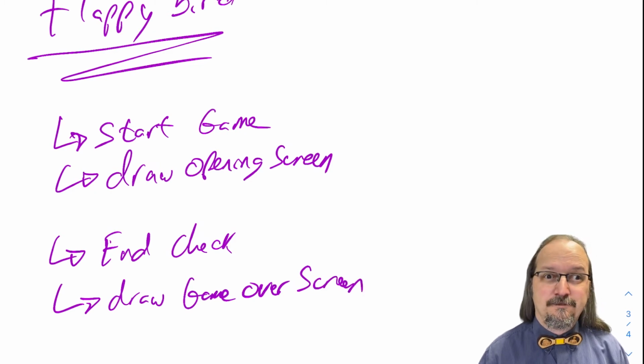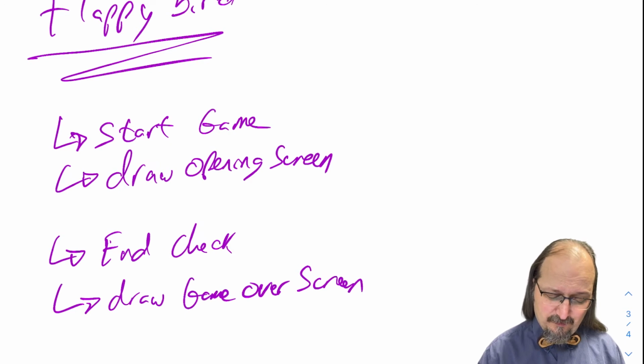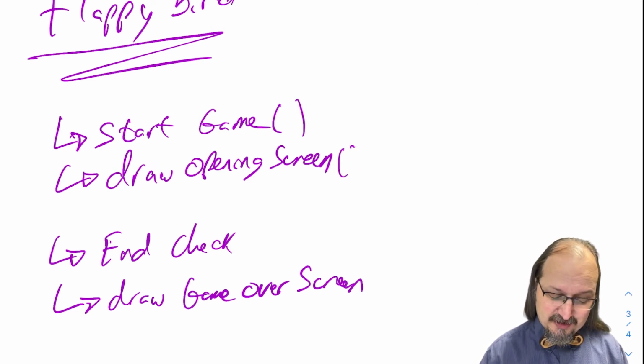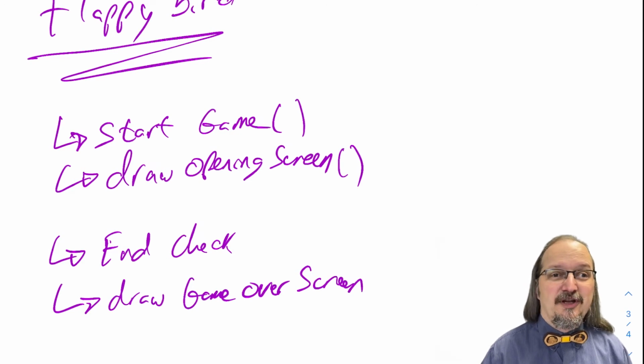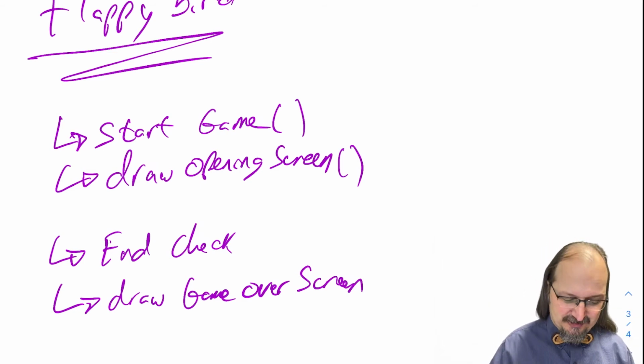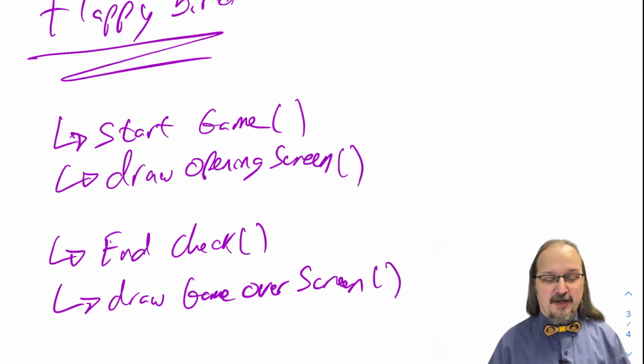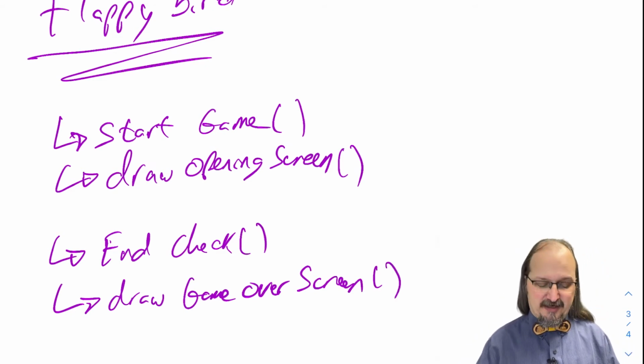So far so good. Now, up at the top, start game might be its own function that calls draw opening screen if the game hasn't started yet. Or you might draw the opening screen as part of the start game function. That's kind of a stylistic thing. Same thing with our end check. Our end check may call the draw over screen, or it may just be its own thing. It may be inside of end check, and that's fine.